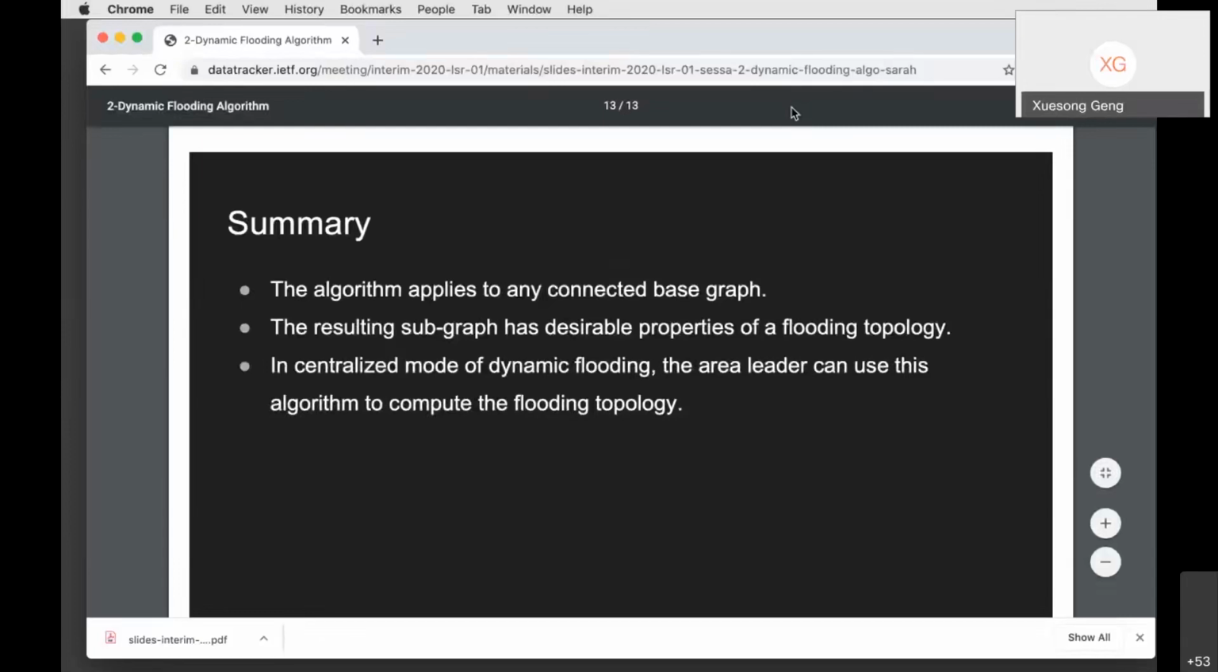If I get this right, you mean when multiple failures happen together, we don't go back to the original topology directly. We just do some temporary flooding in some special links, right? This is for every node to react quickly. So we just enable edges for temporary flooding. But the area leader, once it knows the topology change, can use the algorithm to recompute the flooding.